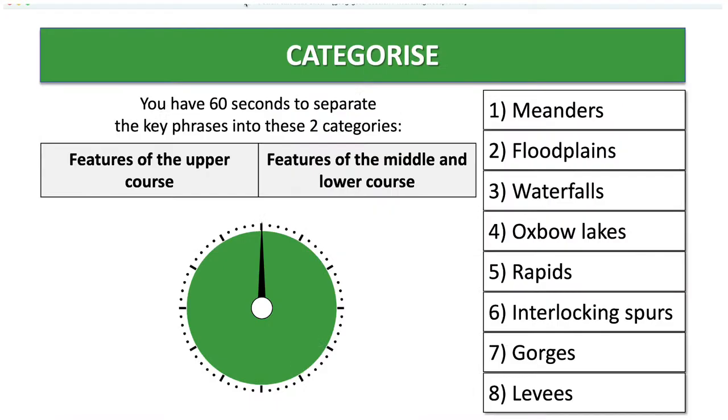Okay, Jim, we've got one last activity to do. It's a nice, easy categorising 60 seconds to separate the key phrases into two categories. We've got features of the upper course, and features of the middle and lower course. I've popped the middle and the lower course together for this one. We have meanders, floodplains, waterfalls, oxbow lakes, rapids, interlocking spurs, gorges and levees. I'm going to give you 60 seconds on the clock. You need to pop them into the right category. In the chat window, put upper and then the numbers, and then for middle and lower, you can put the numbers straight after those as well. Can we have 60 seconds on the clock, please, Jim?